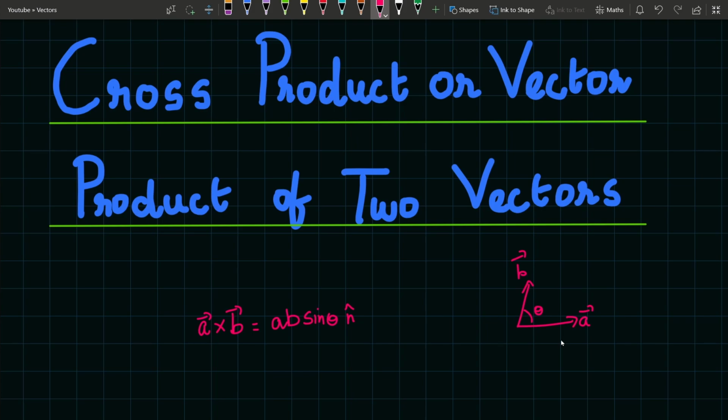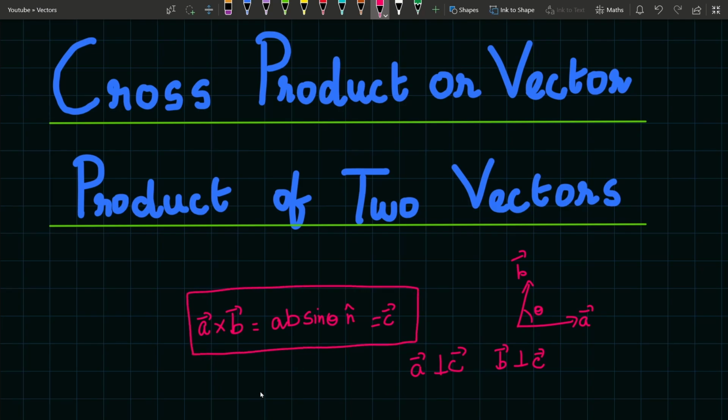So what does this mean? The third vector which you get by multiplying A and B using cross product is a vector which is perpendicular to both A and B. If this is C vector, then A vector is perpendicular to C vector and B vector is also perpendicular to C vector. So this is the basic definition of cross product.